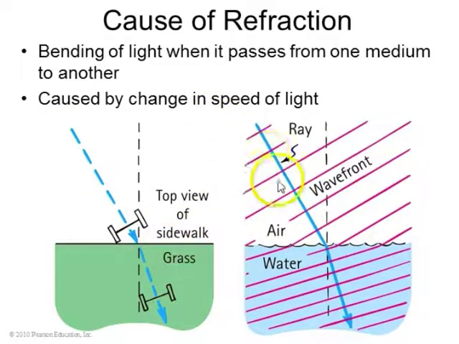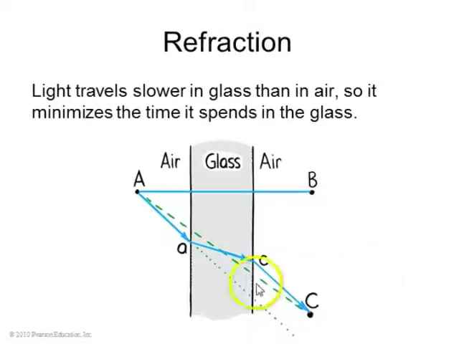Well, the same thing happens with light. If light starts in air and goes into water, it slows down and can bend towards the normal. So here is a ray of light going from A, bending towards the normal when it goes into glass, and then bending away from the normal when it exits glass. And it turns out that by following this wiggly path, the light is actually minimizing the time it spends in the glass and getting from point A to point C as quickly as possible.